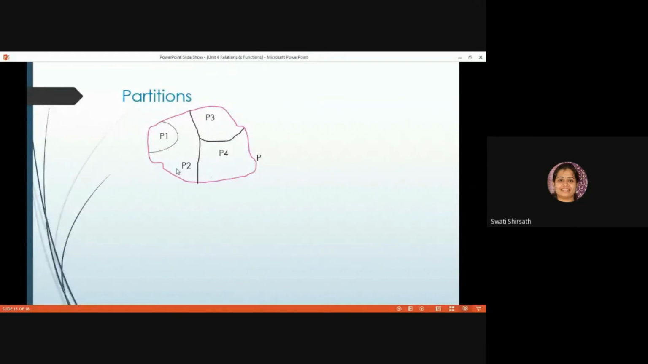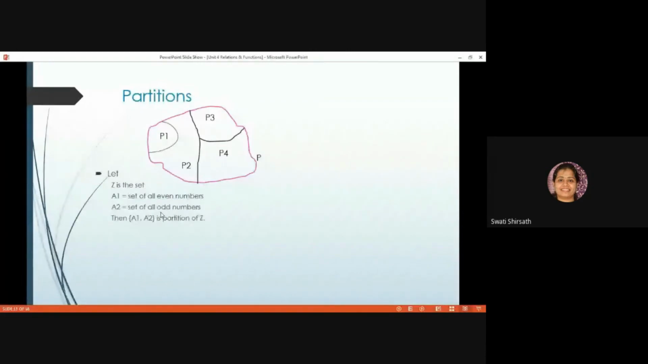So here these partitions will help us, so we can generate an equivalence relation from this partition. That is why I was explaining what partitions are. Then let's see one example.